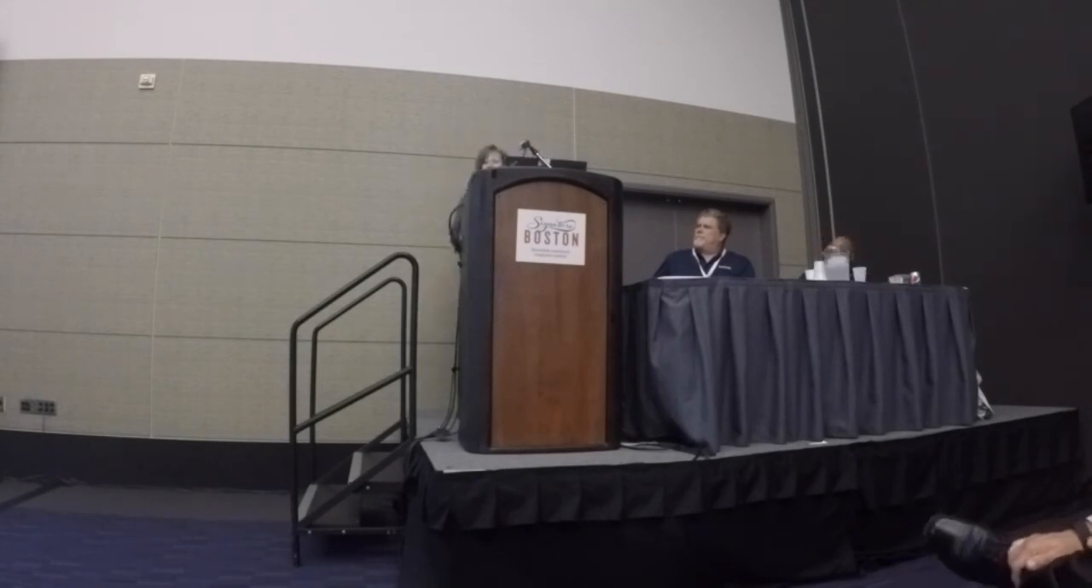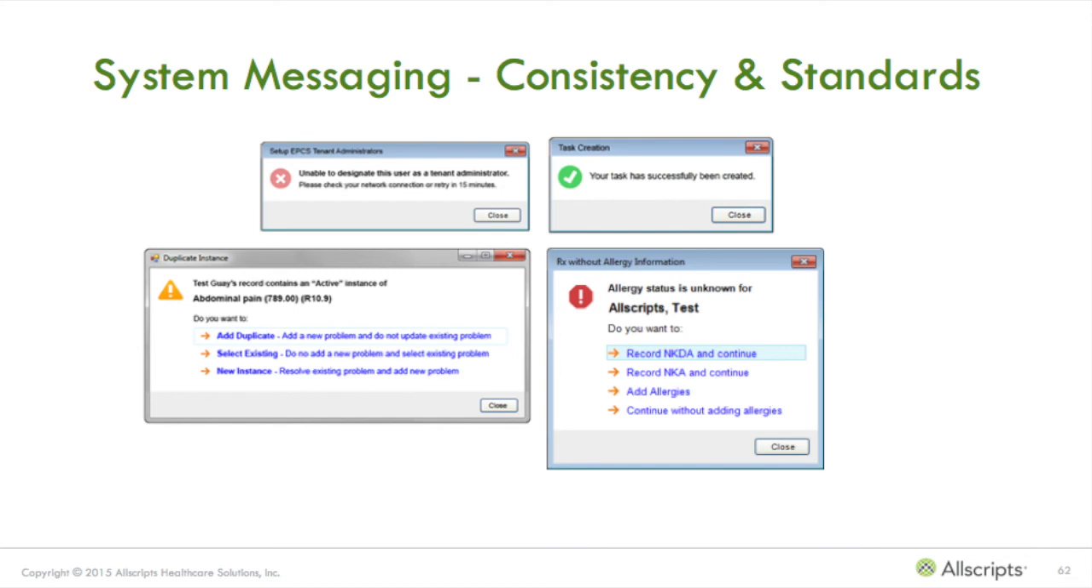Okay, system messaging, consistency and standards. System messages show up all the time throughout Touchworks. A lot of times today, they're just this gray box that has a whole bunch of textual instructions in them. Two pretty significant changes in the system messages. One is consistency around the icon. So when that message pops, you look at that icon, you kind of know how bad it is or what kind of message it is.